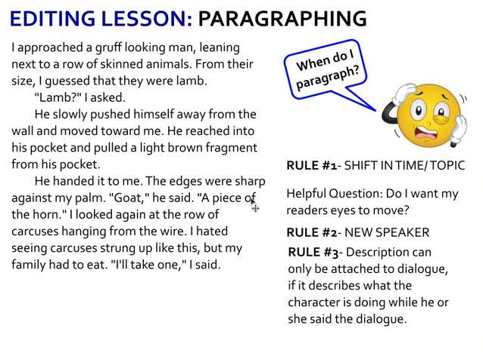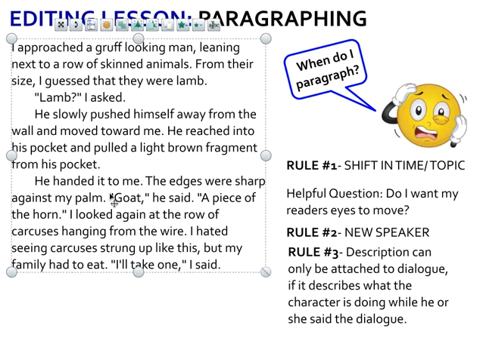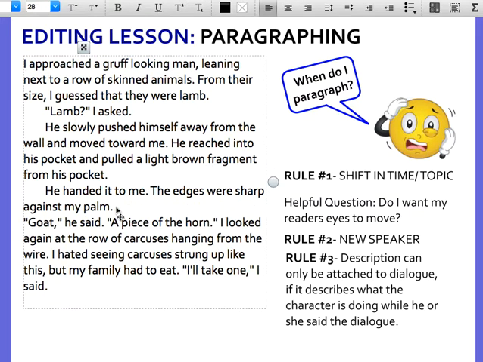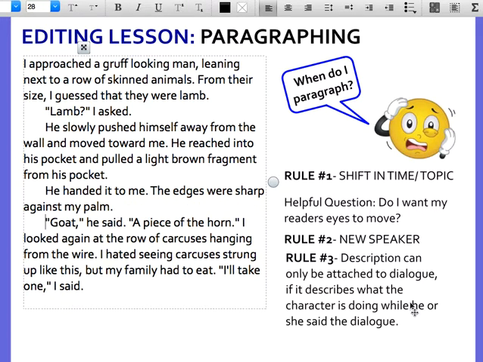Goat, he said, a piece of the horn. Okay, so the narrator right now is feeling the sharp edges against their palm, and then the person the narrator is speaking to says goat. So I'm going to add a new paragraph there. That's rule number 3. Goat, he said, a piece of the horn.